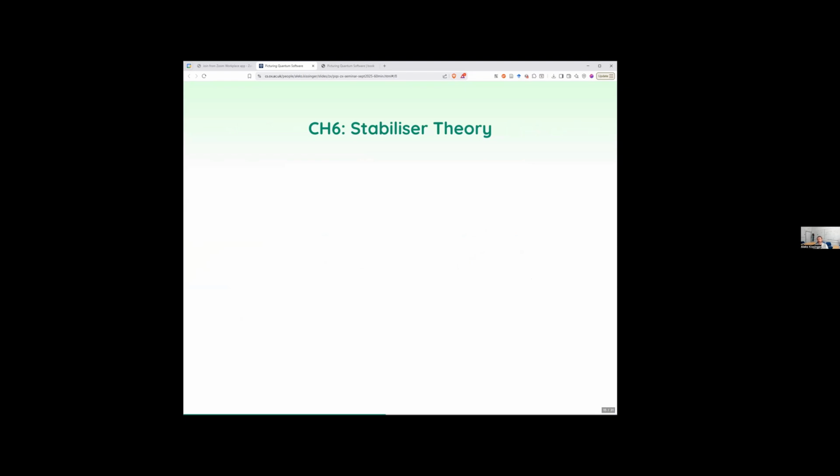Even though you don't need stabilizer theory for Gottesman-Knill, it is still quite interesting to look at stabilizer theory and how it relates to the Clifford ZX calculus. This chapter on stabilizer theory is really about establishing a dictionary between the Clifford ZX fragment and the kind of mainstream stabilizer literature, which is the main language of quantum error correction.